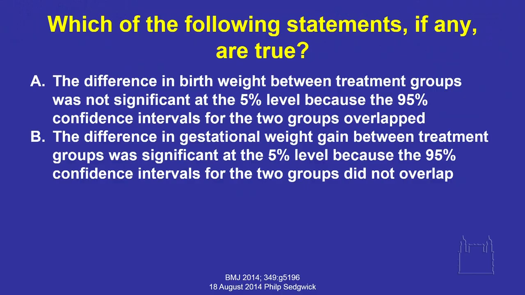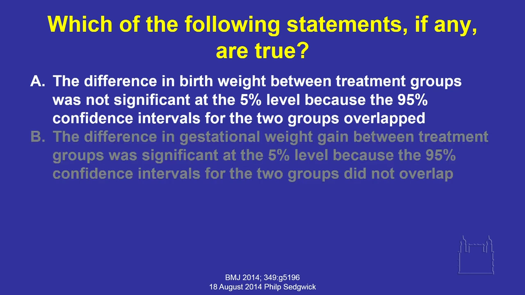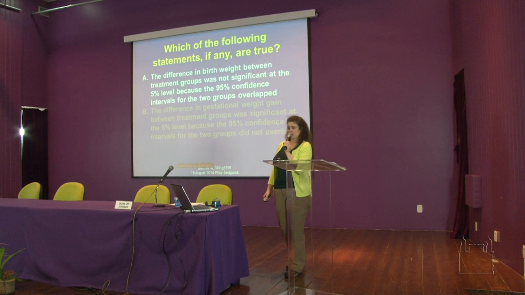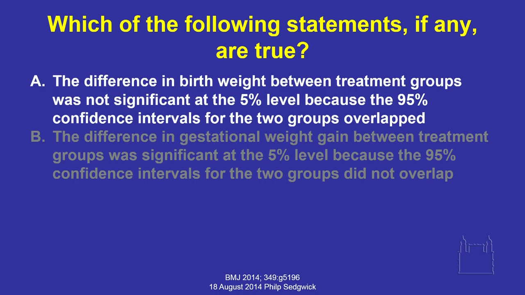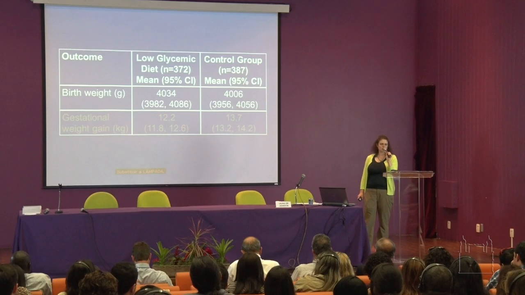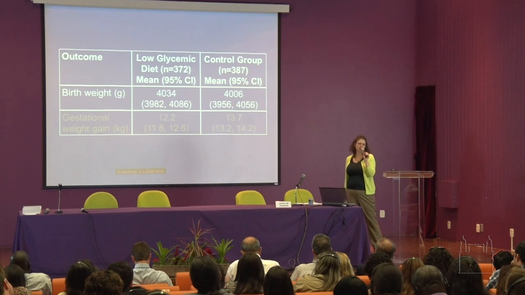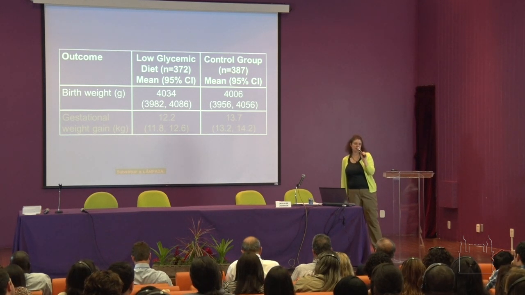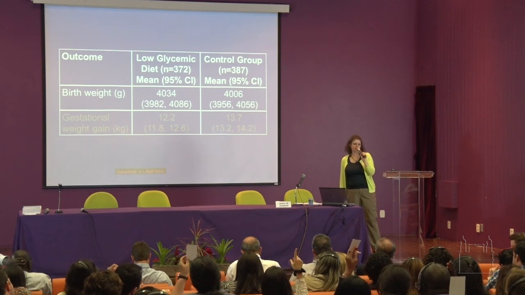So, what can I say about statistical significance of these groups? Let's start off with the birth weight group. Here are the numbers. Can I say the difference in birth weight between treatment groups is not significant at the 5% level based on that continuous data because the 95% confidence intervals for the two groups overlapped? Raise your card if you think I can say just from this data that this is not statistically significant. All right, raise your card if you think just from this data right here that I cannot say definitively that these are not statistically significant. You all got it.